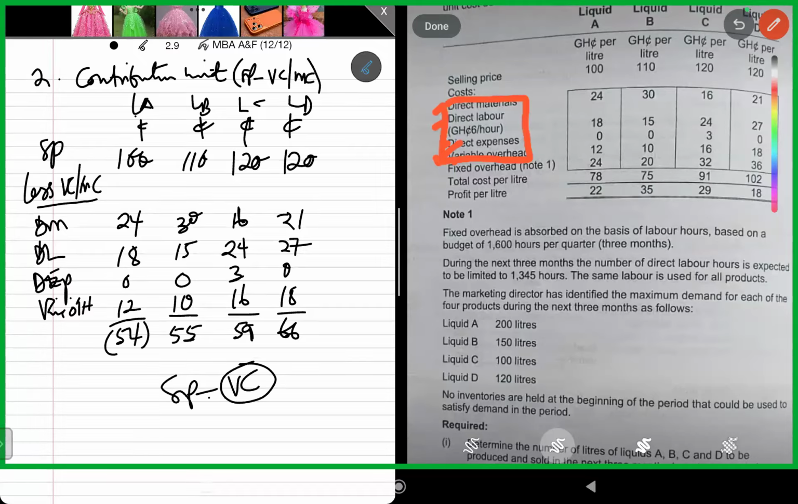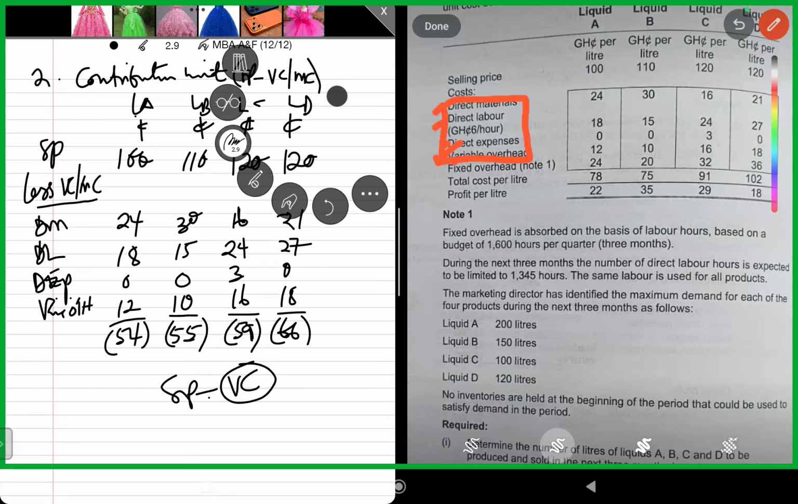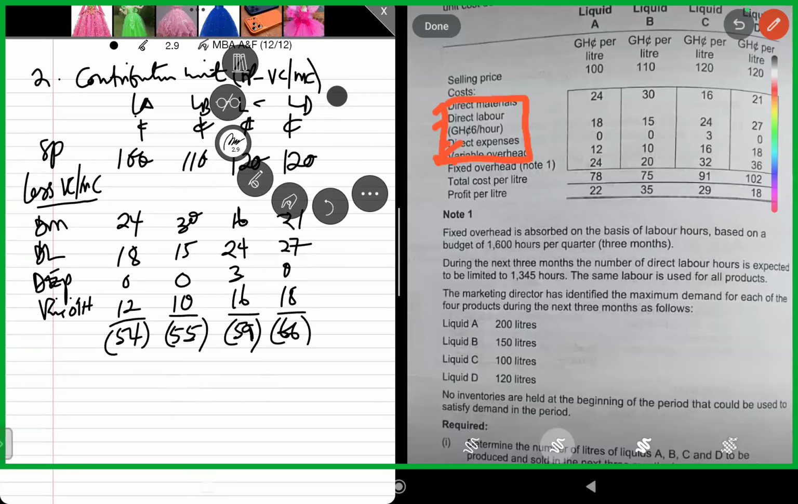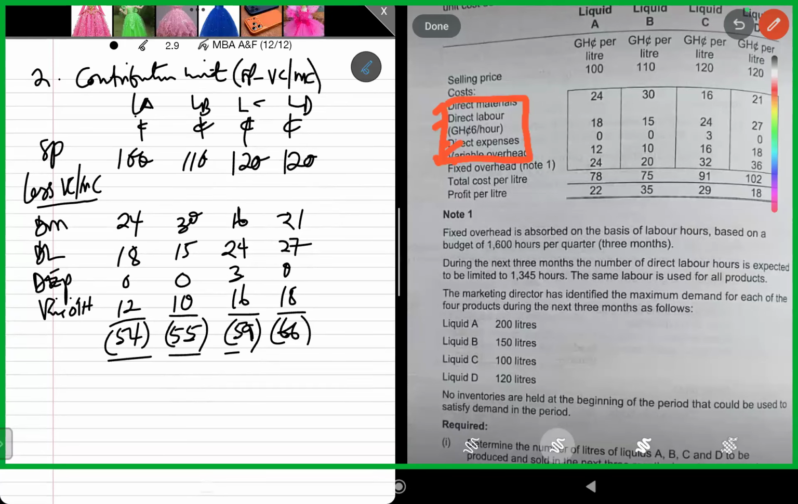So I'll put all this in brackets, or in brace brackets. It means the variable costs are negative. So I found the variable cost or the marginal cost, and it's negative, so I've made them negative. Then I'll subtract the variable costs, these marginal costs, from the selling price. The contribution is the selling price minus the variable cost. The first one will be 46.